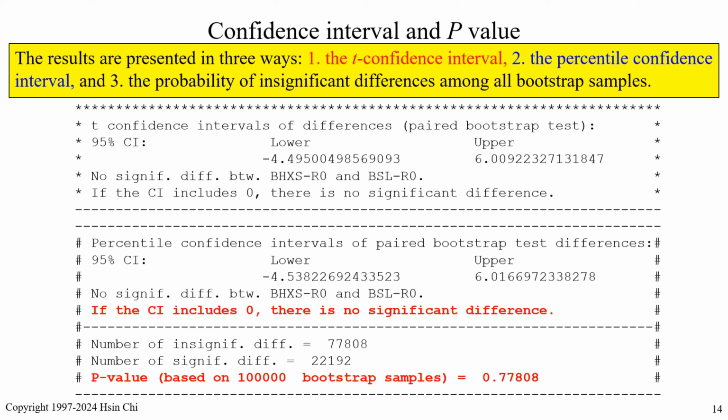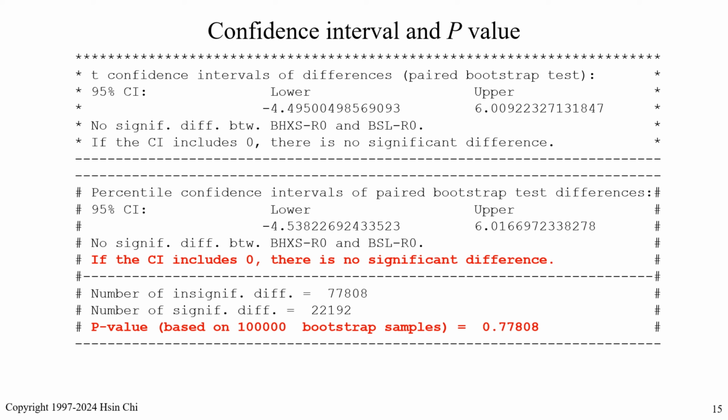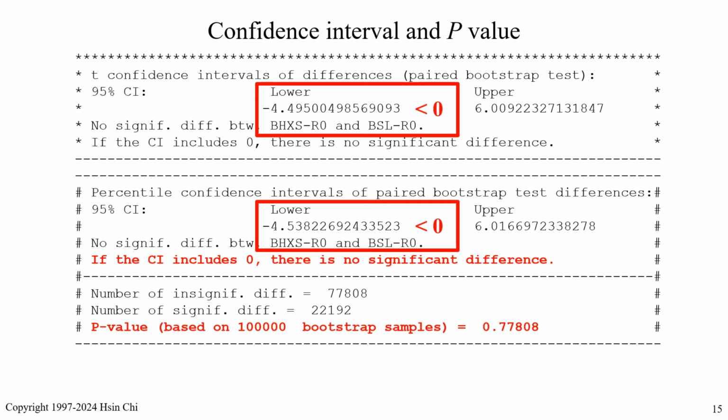1. The t-confidence interval. 2. The percentile confidence interval. And 3. The probability of insignificant differences among all bootstrap samples. In this slide, the lower t-confidence interval of difference of BHXSR0 and BSLI0 is negative, at 0.495. Thus, the confidence interval includes 0. There is no significant difference.